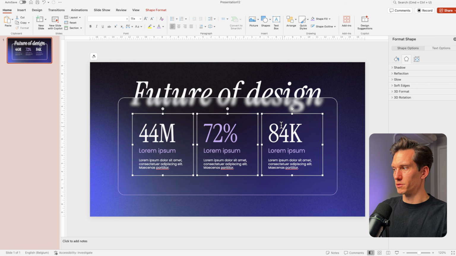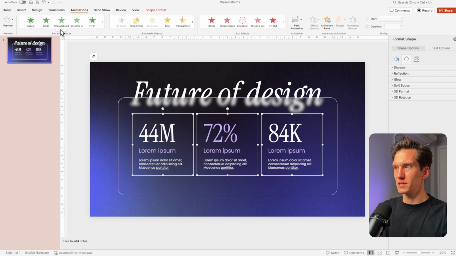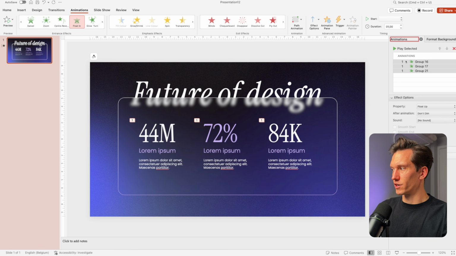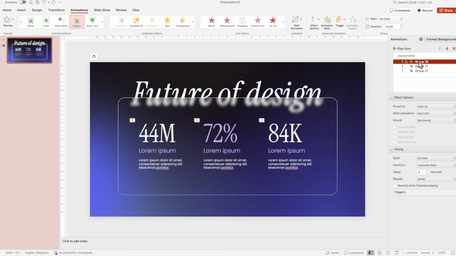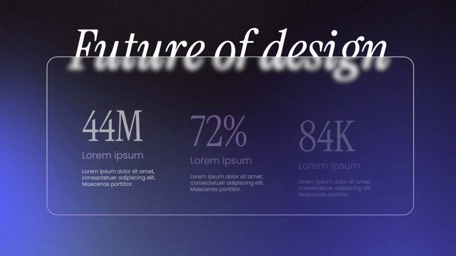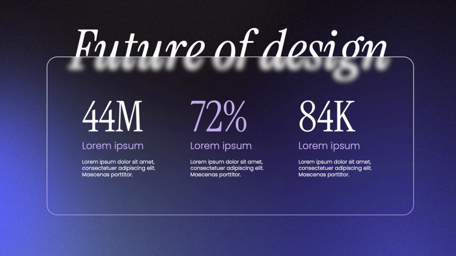Since we have those grouped, I'm going to select the 3 items, animations, and go for a float-in animation. Go to animation pane, effect options and timing. I'm going to do the first one on click and the other one with previous, but with a 0.2 delay and then a 0.4 delay on the other one. And now let's preview. And this is how you can make that really cool animated slide with that Glassmorph effect, that stunning noise gradient background in PowerPoint.